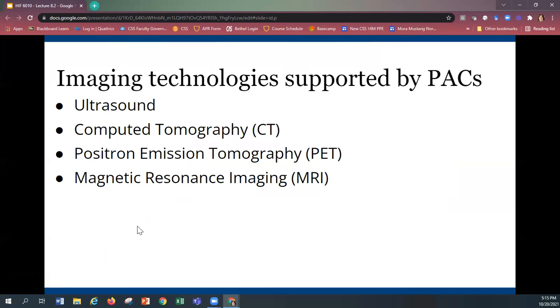PACS supports the storage and retrieval of a number of digital images today, including ultrasound, CT, PET, and MRI. Noticeably absent from the list is fluoroscopy and more traditional X-ray technology.